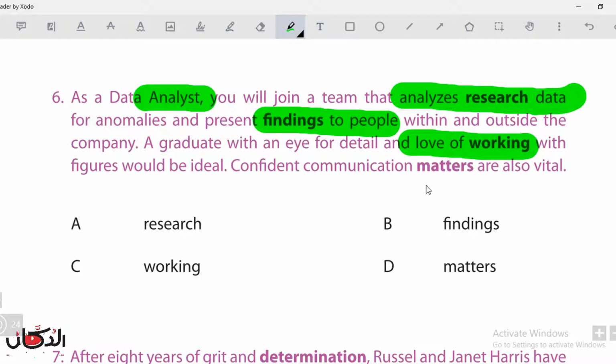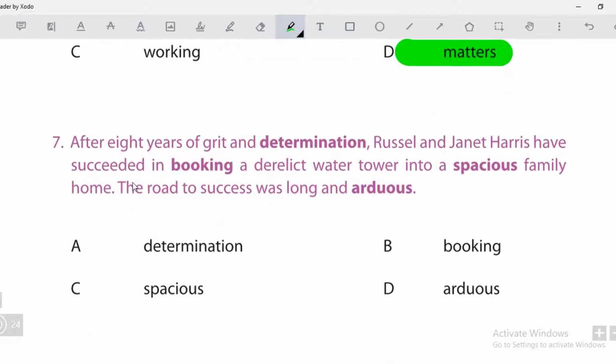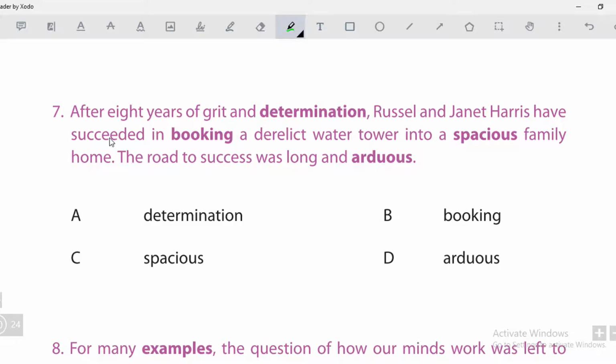So the last one, okay, is the one which is not correct. Matters, because what? Confident communication matters are also vital. Here, it's not correct. Okay, it's better to be communication skills. So matters, okay, is the wrong one. Number 7. After 8 years of grit and determination, grit like determination means you are firmly determined to do something. So it's correct after years of determination.